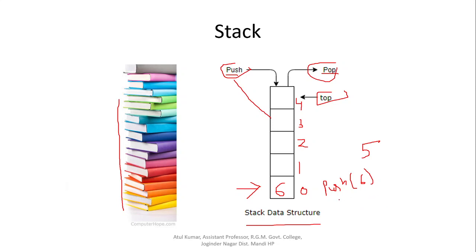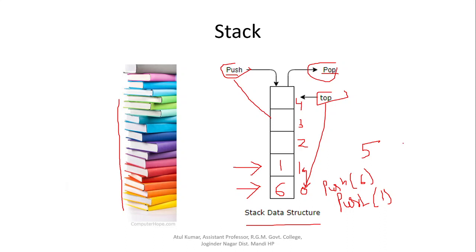Suppose now we want to insert, or push, the next item, and suppose the next item is 1. To insert the next item, firstly the top, that is initially pointing to 0, is incremented by 1. So top becomes 1, and we push 1, inserting the item 1 in that position. Now the top is pointing to this second position, that is 1.